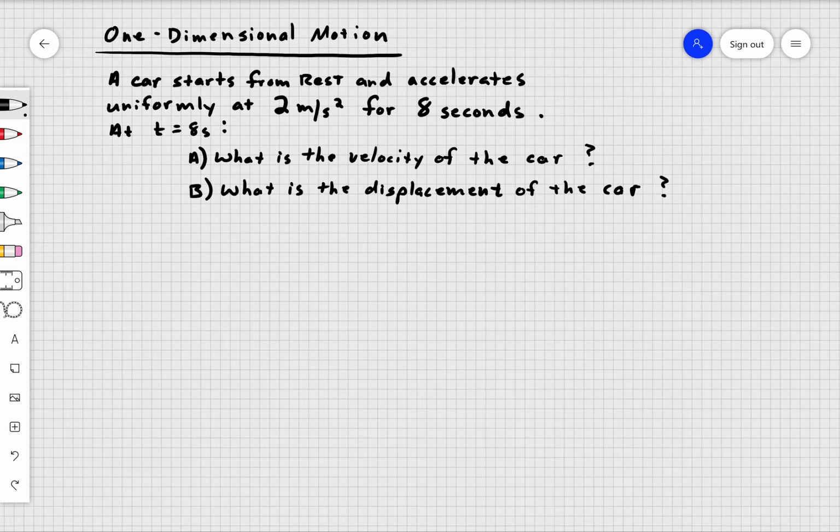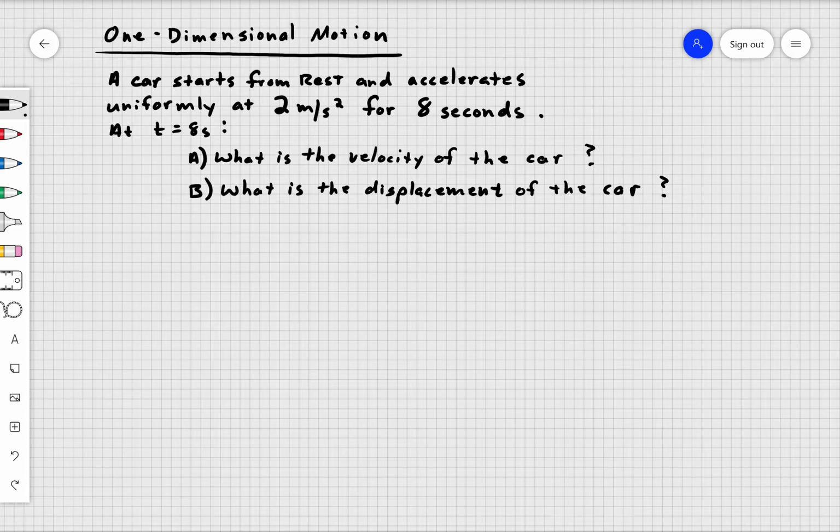So in our first problem, we see that a car starts from rest, accelerates uniformly at 2 meters per second squared for 8 seconds, and we want to know at the end of that 8 seconds what's the velocity of the car and what is the car's displacement. In any physics textbook, you're going to find a problem-solving strategy that is probably more complicated than you care to give a shot. Let's take a look at a little bit simpler problem-solving methodology.